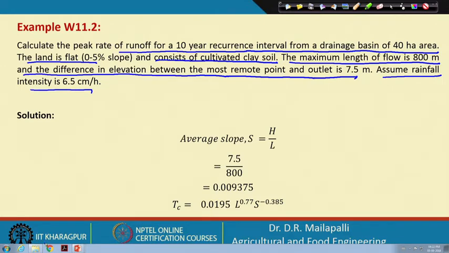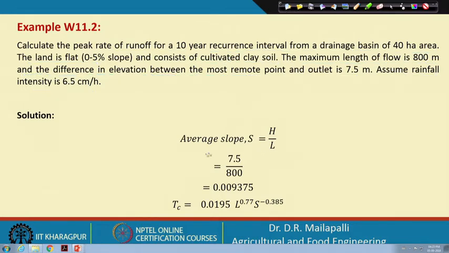So, in our previous lecture, for finding out the peak flow rate, we have the rational method. In the rational method, the runoff coefficient is one thing, and the time of concentration. Once we know the time of concentration, that is the duration, and knowing the return period, you can find out the intensity of rainfall, that is I, and the area of the watershed. So, Q is equal to CIA by 360, you get the peak flow rate from the particular watershed.